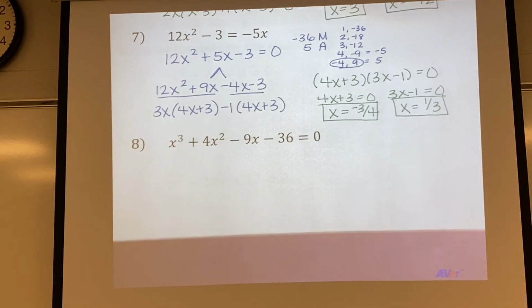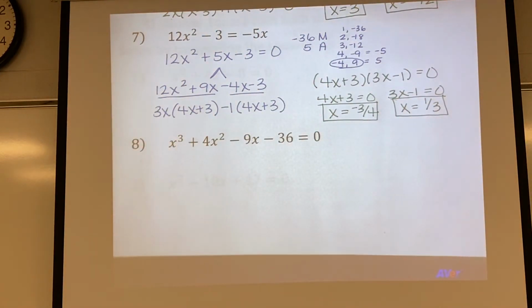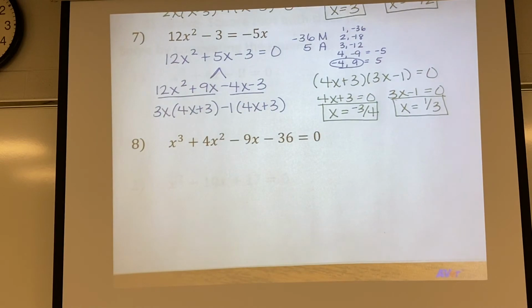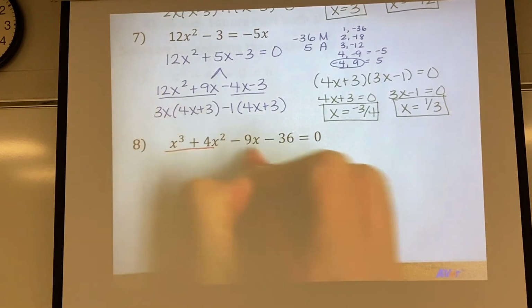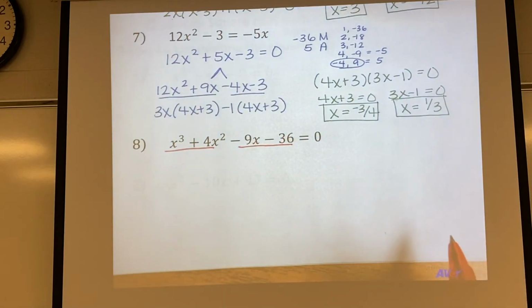But the next one we're going to look at is a cubic. Okay, we're still going to solve it very similarly to what we've done before because it has 4 terms. And what do we do every time something has 4 terms? Well, we just did it up here on number 7. You factor by grouping. So you're going to group the first 2 together and the second 2 together.